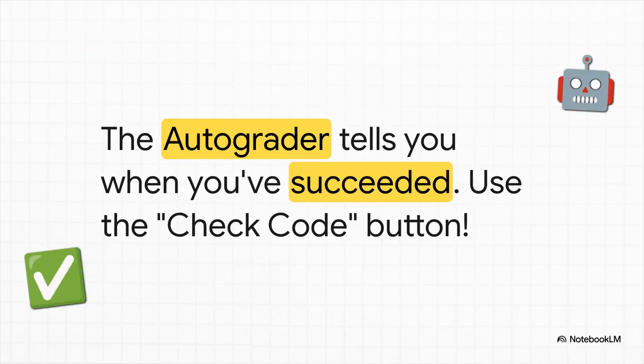Your other best friend is the autograder. So you write some code for an exercise. How do you know if you actually got it right? Well, you just hit the check code button. It's like a friendly guide that immediately tells you, yep, you got it, or try again. It takes all the guesswork out of learning.